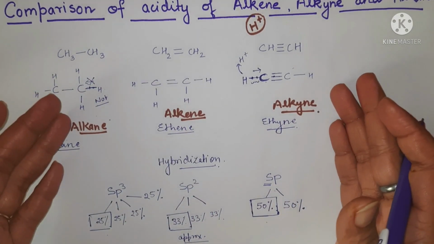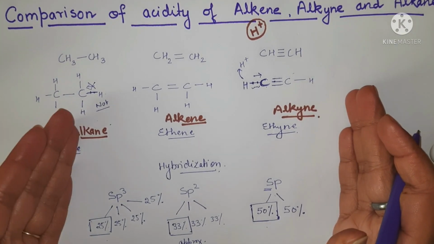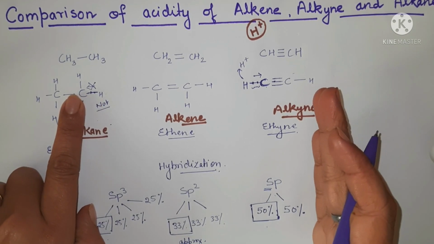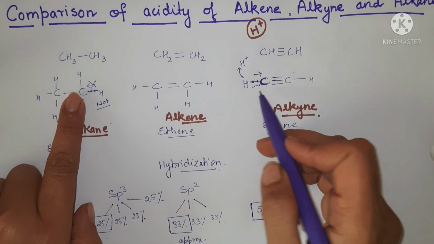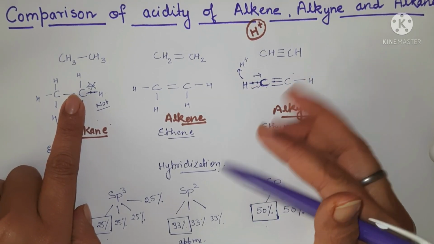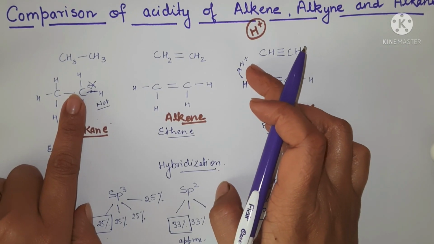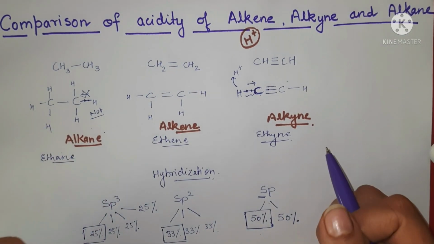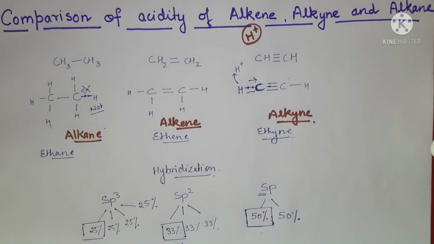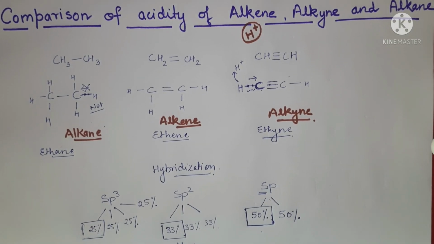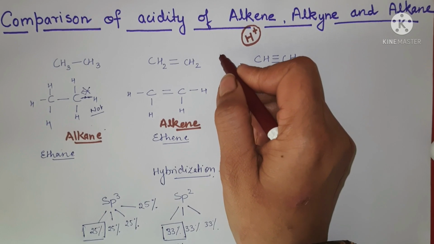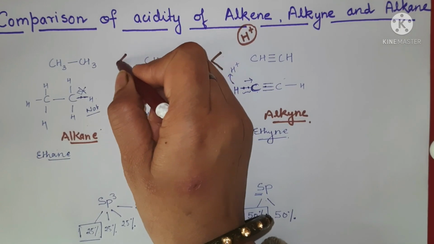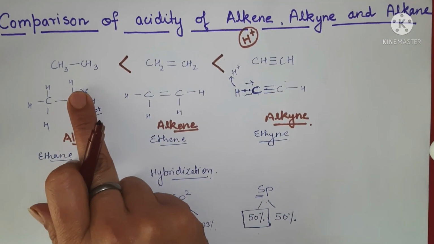So in the two extreme cases I discussed, alkane has the least tendency to attract both the electrons, and alkyne has the greatest tendency to attract these electrons toward itself. So alkyne can easily release its proton as compared to alkane. Here you have already got the answer that alkyne has the greatest tendency to release its proton. So alkyne will be more acidic as compared to alkene and then alkane.